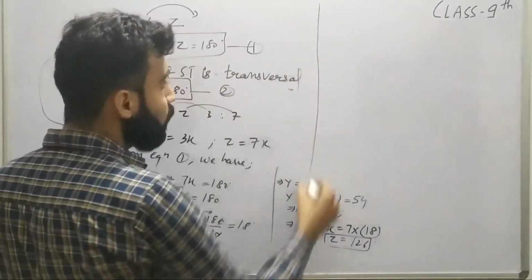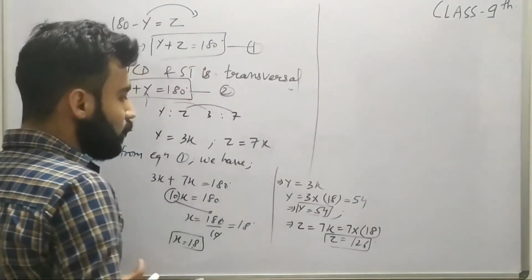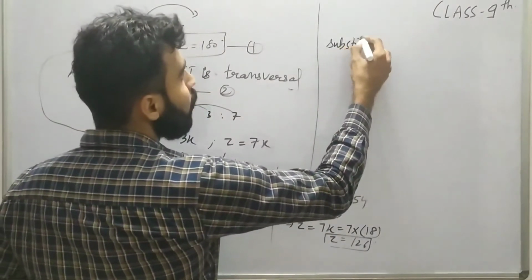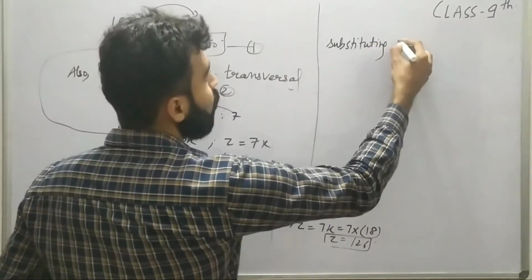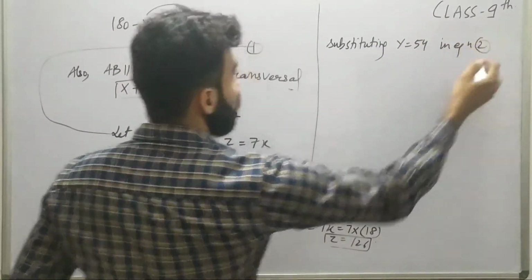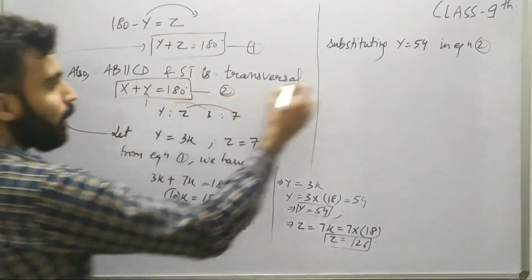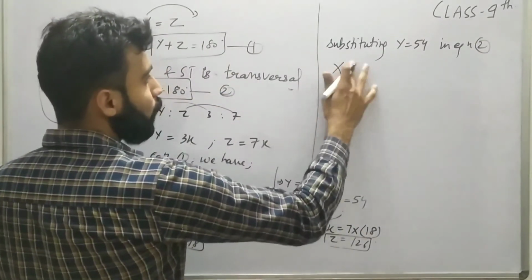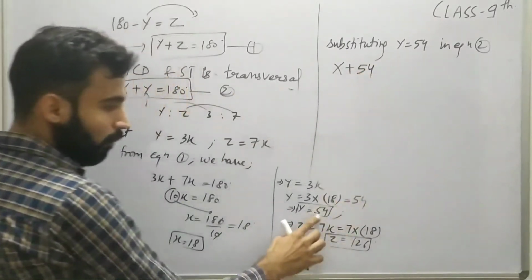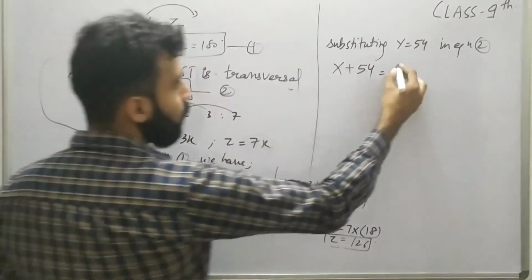Let me just put a line. So you can see from substituting z, you can see y. So substituting y equal to 54 in the second equation, you can see here, I'm substituting y as 54. So x plus, at the place of y I'm substituting 54, equal to 180.